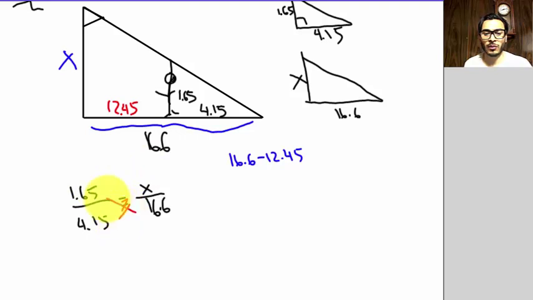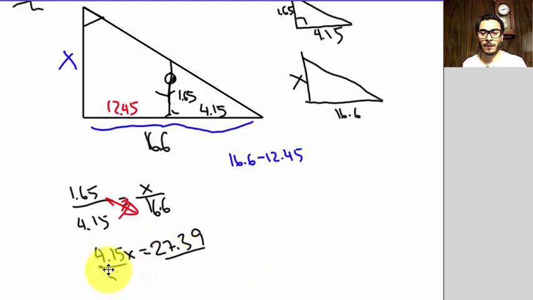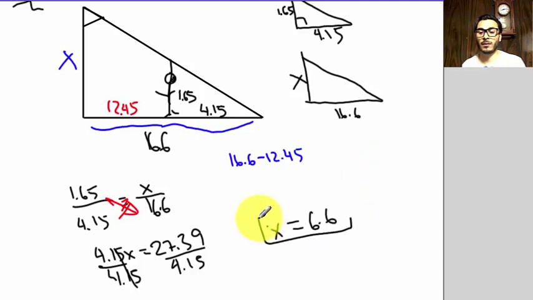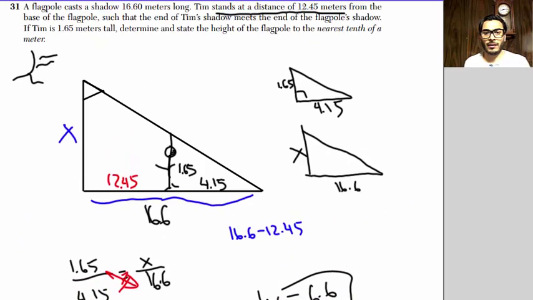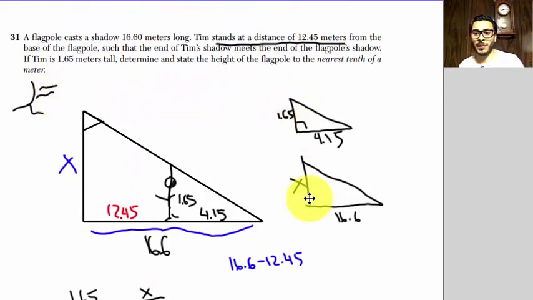So let's go ahead and cross multiply. We will get 4.15x equals 1.65 times 16.6. Let's get a calculator for that. We get 27.39. Divide both sides by 4.15. So 27.39 divided by 4.15, we get exactly 6.6. So that is our answer. It is to the nearest tenth of a meter.